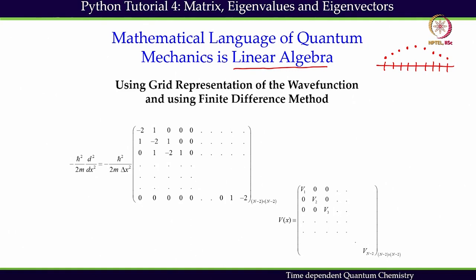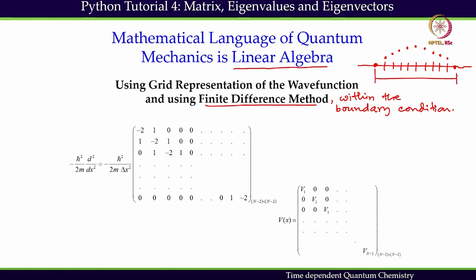So, within this grid representation, using the finite difference method and the boundary condition, we have to use the boundary condition. It means that the wave function value would be 0 at the boundaries of the grid. Theoretically the wave function should extend from minus infinity to plus infinity, but we cannot take such an infinite grid in computation. So, we make it a finite boundary, assuming that at the boundary the wave function takes 0 values. So, we use this boundary condition, then the finite difference method for the derivative and the discretized wave function.